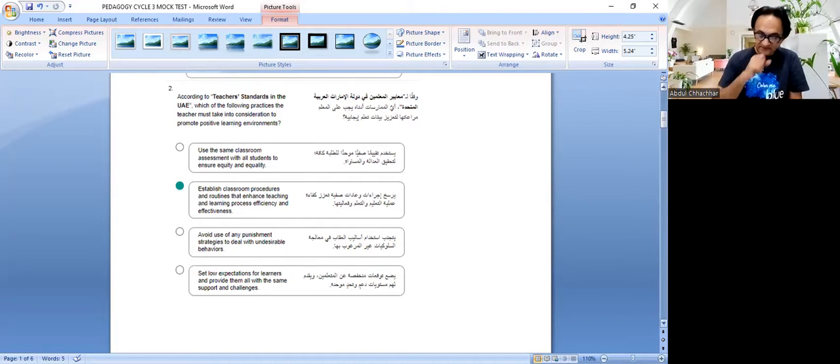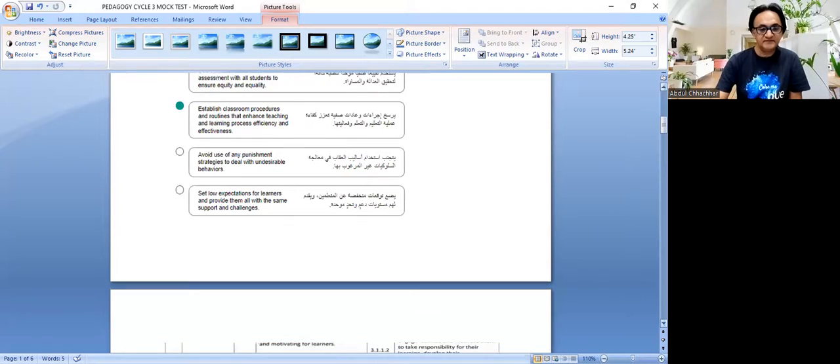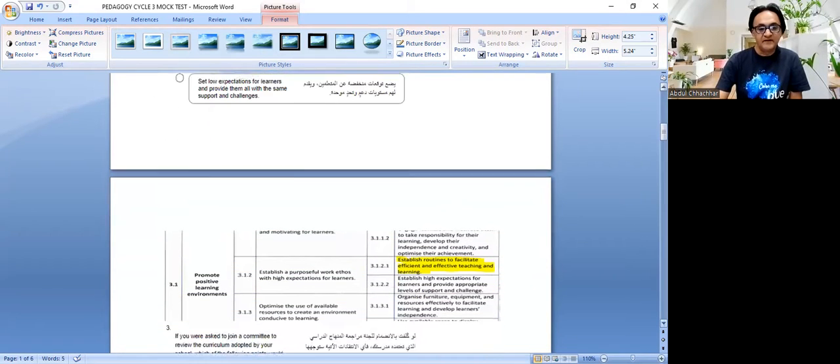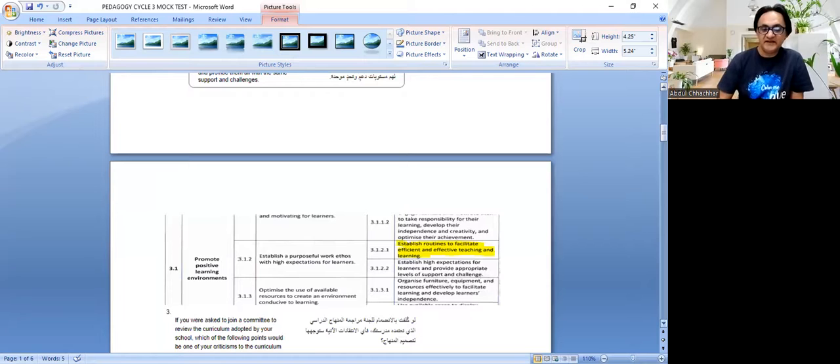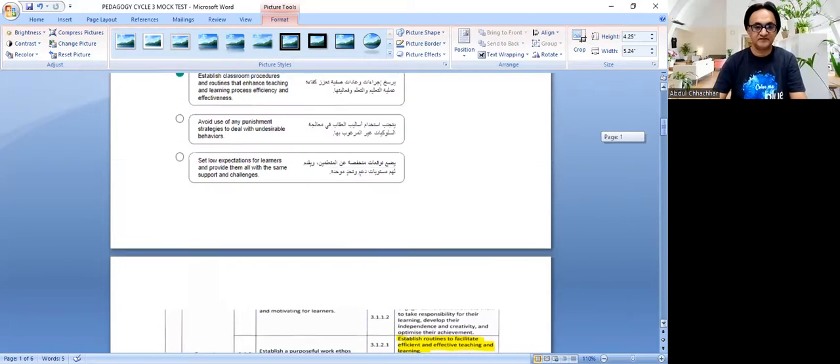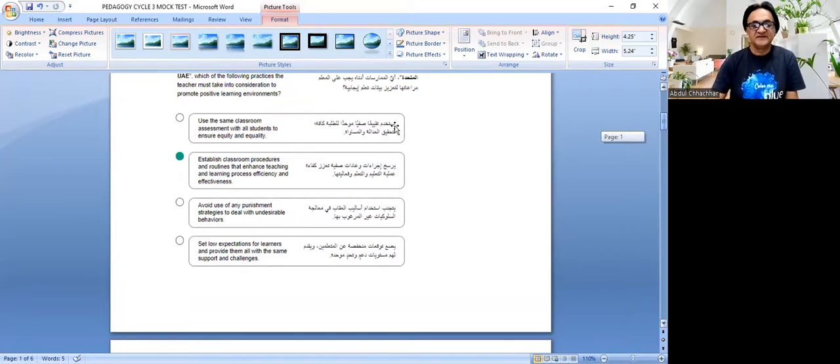What is standard 3? Just go to promote positive learning environment. If you look at the answer, which is indicator 3.1.1, establish routines to facilitate efficient and effective teaching and learning. So establish classroom procedures and routines that enhance the efficiency and effectiveness of the teaching and learning process.